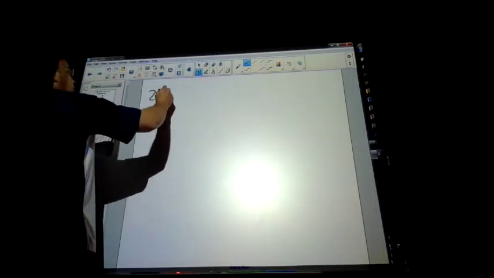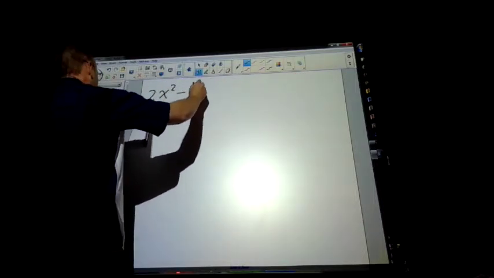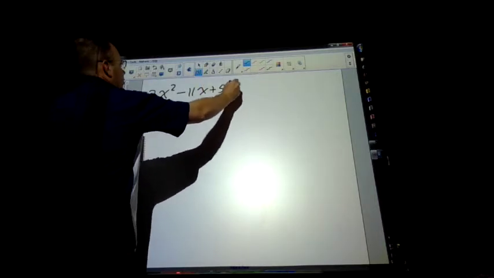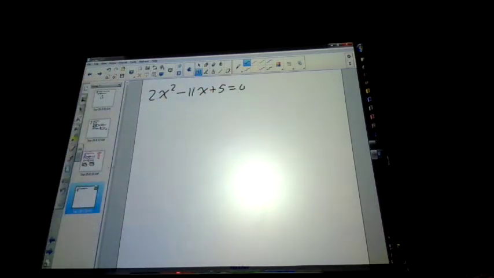All right, so if I had 2x squared minus 11x plus 5 equals 0, this means I'm going to break it down into two binomials, and then because it's equal to 0, I'll set each of those binomials equal to 0. So the first step is what?